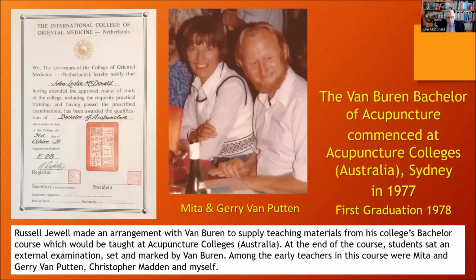Russell Jewell made an arrangement with Van Buren to supply teaching materials from his college's bachelor course, which would be taught at Acupuncture Colleges Australia. At the end of the course, students sat an external examination set and marked by Van Buren. Among the early teachers in this course were Meta and Jerry Van Putten, Chris van Baden, and myself.